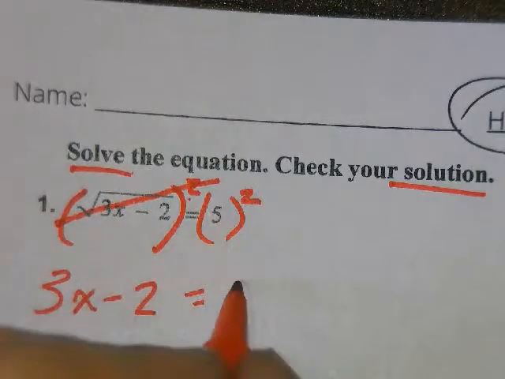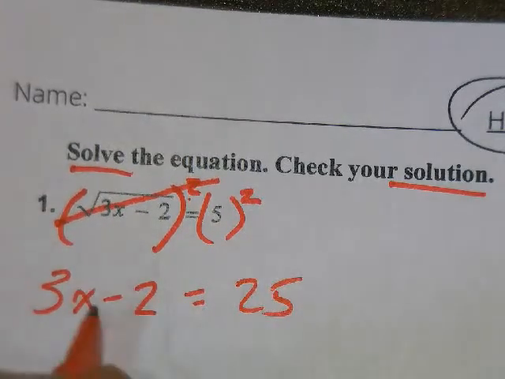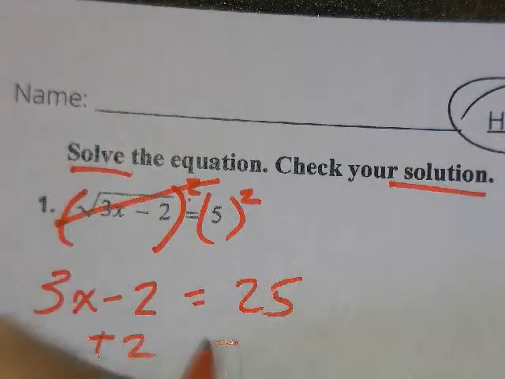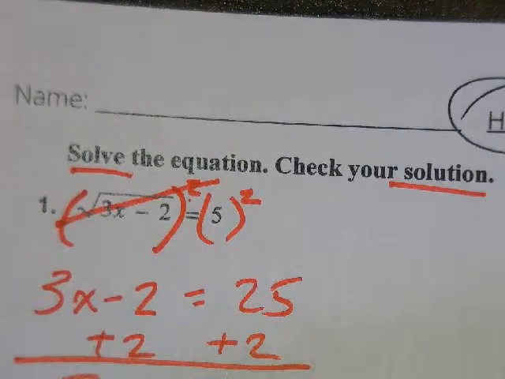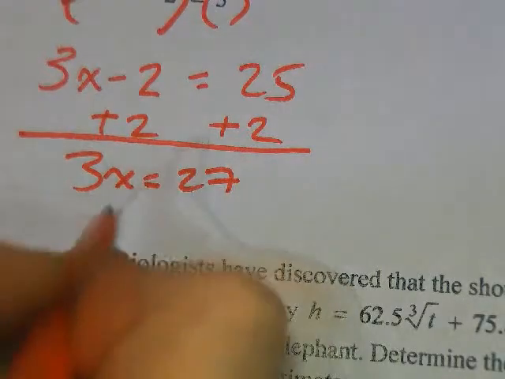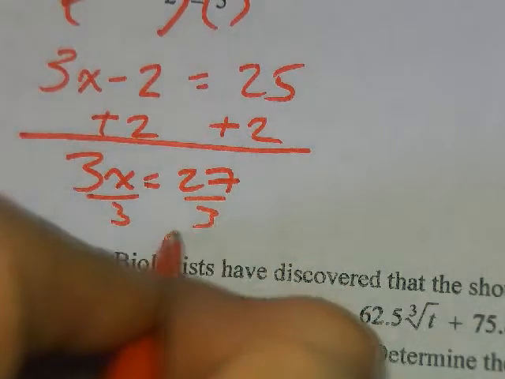And then I have 5 squared, which is 25. So I'm going to add 2 to both sides, and I get that 3x equals 27. And then I can divide by 3, and I get that x is 9.